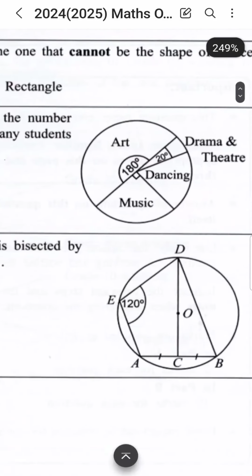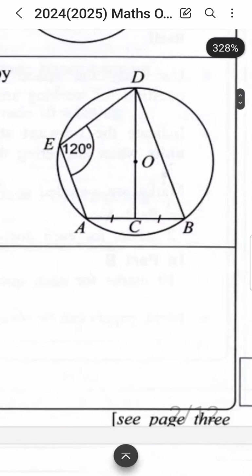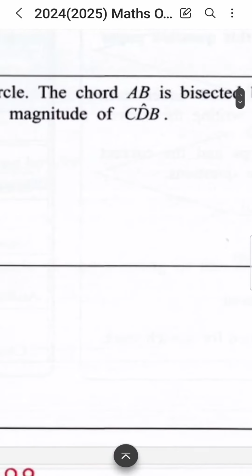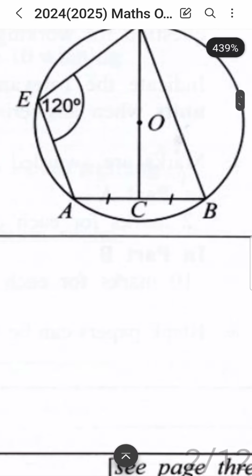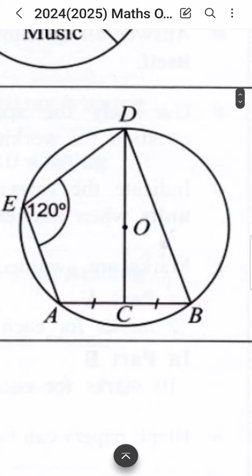When you come to the exact question, they are asking you to find CDB. Before finding CDB, you have to select the triangle. I'll tell you the exact method to find the answer for this question. First of all, you have to find the triangle. What is the triangle? Triangle CDB.